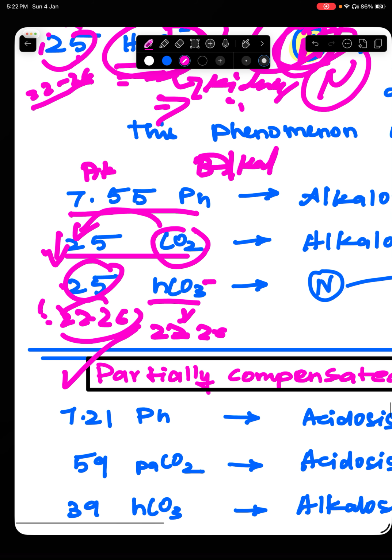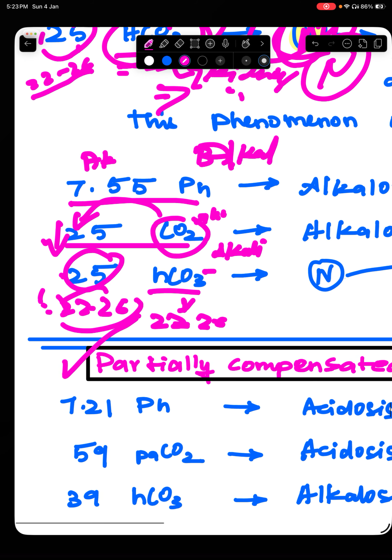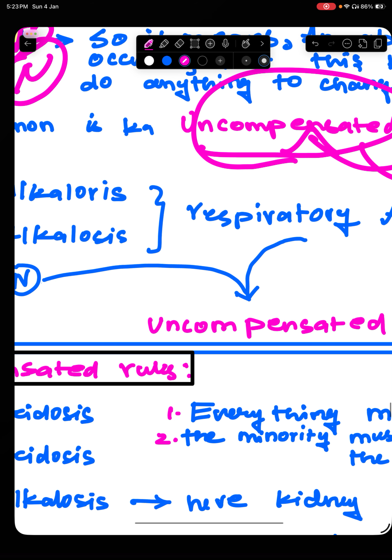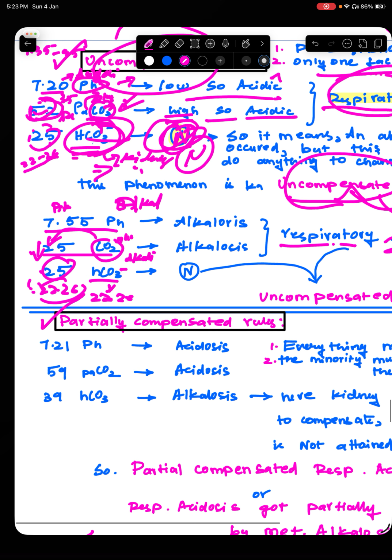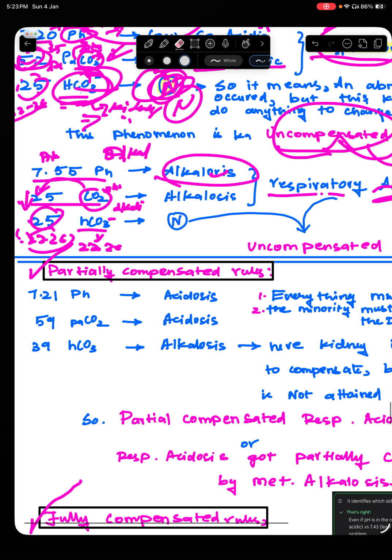But I always told you CO2 is always connected to the lungs, and the lungs are always connected to respiratory. CO2 is low, which means alkalosis happened, and since it is CO2 we connect it to the lungs, and since it is lungs we connect it to respiratory. So this is a condition where alkalosis happened due to respiration. So it is a respiratory alkalosis condition. Hope you guys get it right.